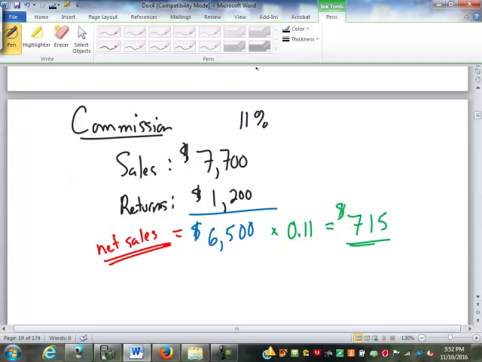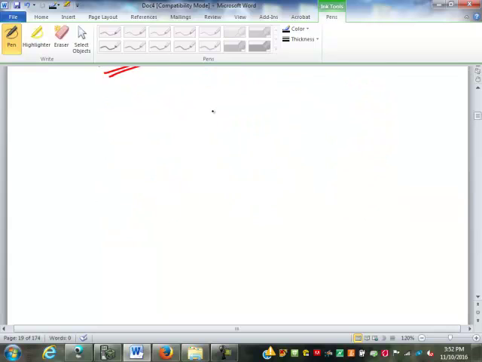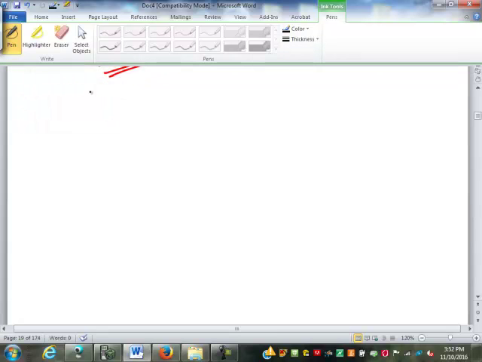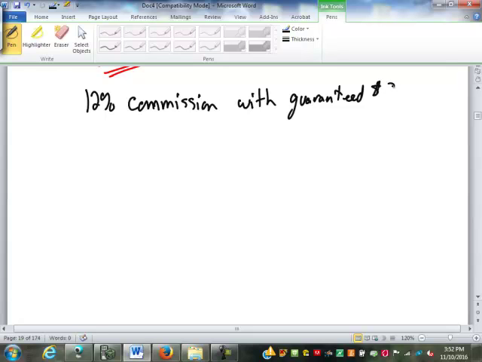I want to show you guys one more example, then we're going to get off of commissions here. This one I like to show you just because it used to be a big deal, and it still does happen a little bit. Let's say you get offered a sales position, and they tell you they'll give you 12% commission with a guaranteed $800 per week draw.